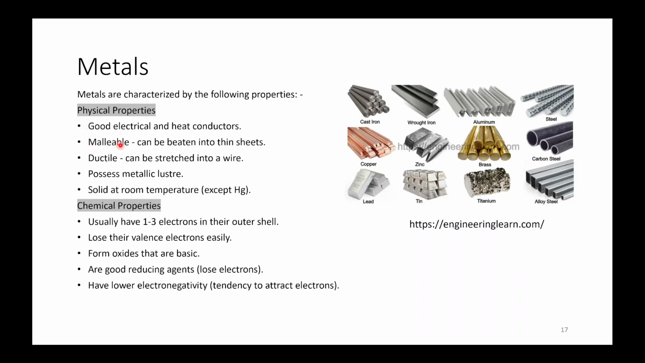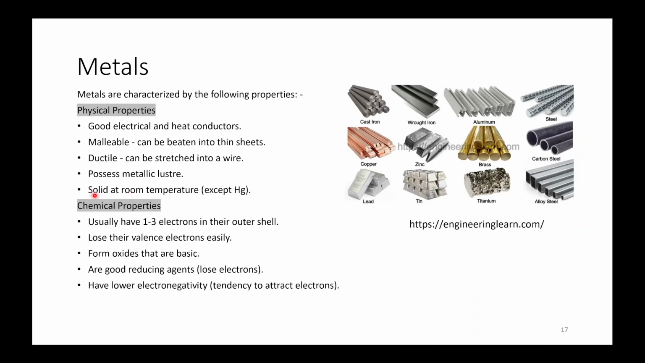These will be malleable. Malleability means you can beat them into thin sheets. And these will be ductile, which means these can be stretched into wires, and these possess metallic luster. Luster you can see in all of these metals, and these will be solid at room temperature except mercury.